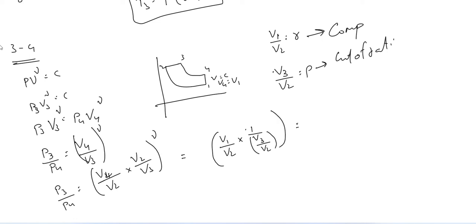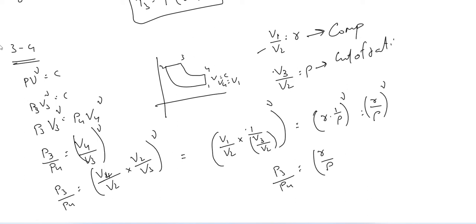From this we can write power gamma, R into 1 by rho whole power gamma, right? This equals R by rho whole power gamma, right? Therefore, P3 by P4 equals R by rho whole power gamma. Now, in the question, they have given P3, which we got as the maximum pressure, or P2, and we have to find P4 from this question, as you have found all this, right? Okay.